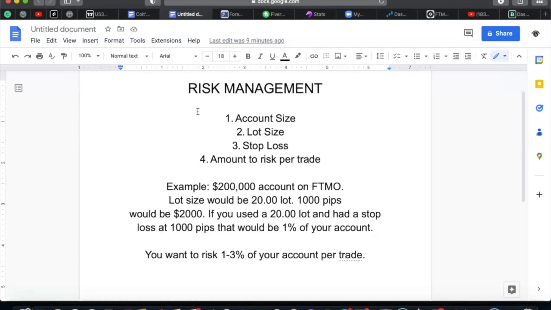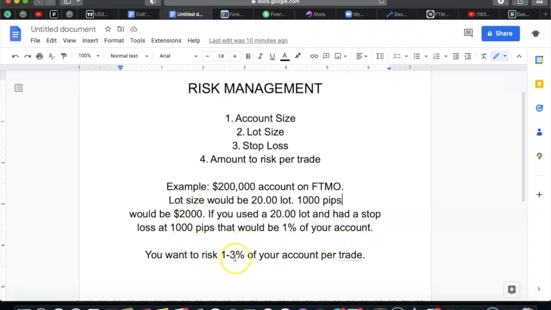Now, risk management, this is the most important part of this video. Well, to figure out risk management and what we need to do, we need to figure out our account size, then the lot size, then the stop loss we're going to use, and the amount to risk per trade. So here's an example. If we have 200K in an FTMO account, the lot size would be a 20 lot. Now, if we catch 1,000 pips or lose 1,000 pips, we're going to lose $2,000. So if you used a 20 lot and had a stop loss at 1,000 pips, that would be 1% of your account.